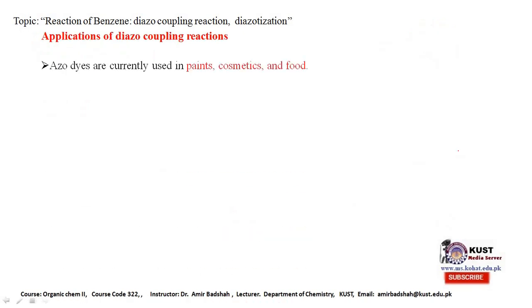Application of the diazo coupling reaction: as a result of the diazo coupling reaction, various types of azo dyes are formed. These azo dyes are used in paints, as well as in cosmetics, and they are also used for coloring foodstuffs too. The food colorings especially are a little bit dangerous, so that's why they are regulated by the FDA. It is an agency which watches the foodstuffs in order to make sure they are not poisonous.